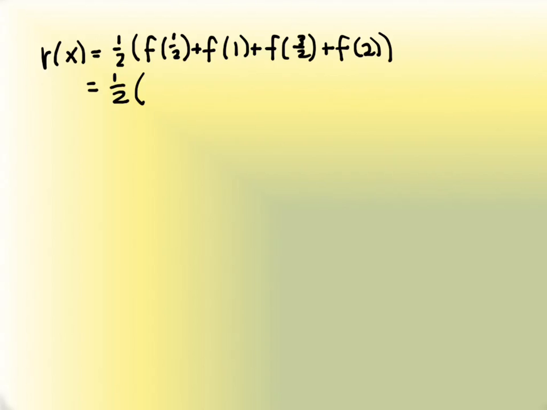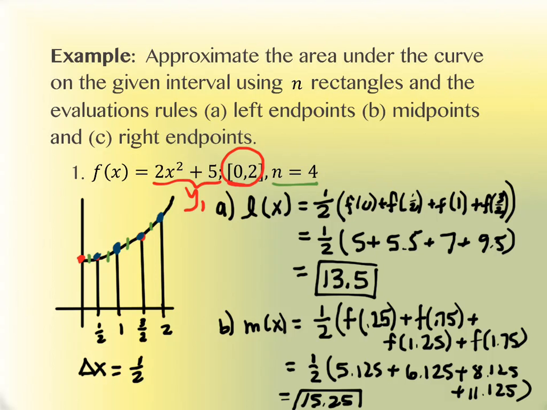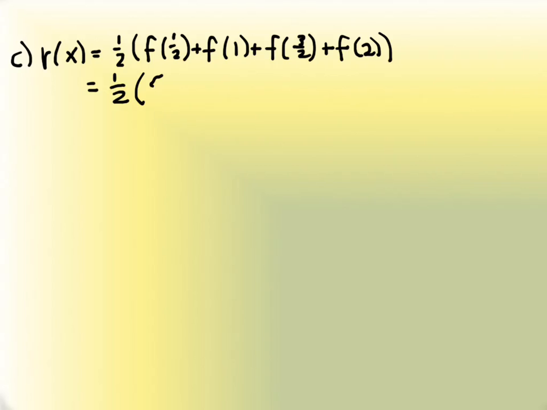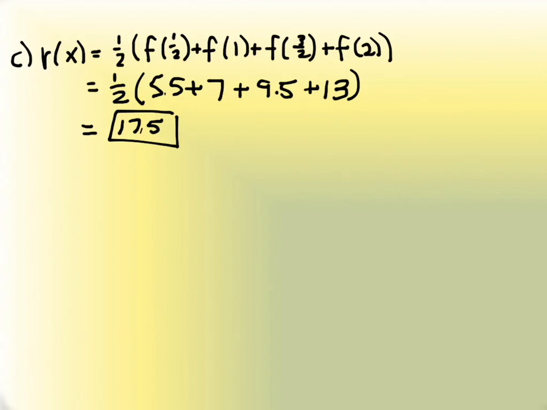And for each of those, the first 3 we already found up in part A. This is part C now, right? And so in part A we found that f of 1/2 is 5.5, f of 1 is 7, and f of 3/2 is 9.5. So we can use those again. So 5.5, 7, and 9.5. And then if we plug in the value of 2, we will find that we get 13. Again, add those together and multiply by 1/2, or divide by 2, and we get 17.5 as an approximation using the right endpoints as the height of our rectangles.